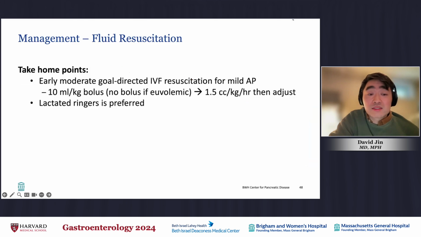So because of that, we've really transitioned to moderately aggressive goal-directed IV fluids, especially for mild acute pancreatitis. In the vast majority of patients, they should be receiving a 10 cc per kilo bolus, or if they're euvolemic, no bolus, and then maintain on 1.5 cc's per kilo per hour, adjusted to goal-directed checkpoints. And when it comes to type of IV fluids, lactated Ringer's remains preferred.